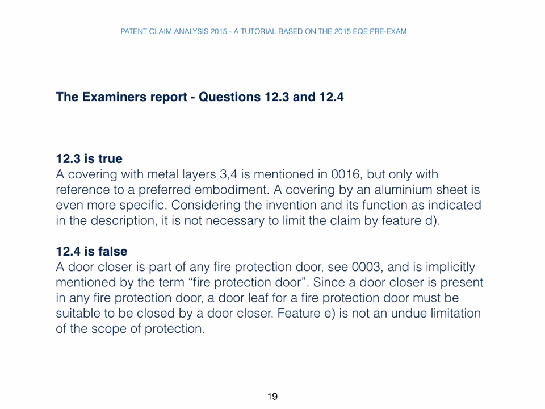And 12.4 is false. The examiners say a door closer is part of any fire protection door, see paragraph 3, and is implicitly mentioned by the term fire protection door. Since a door closer is present in any fire protection door, a door leaf for a fire protection door must be suitable to be closed by a door closer. Feature E is not an undue limitation of the scope of protection.